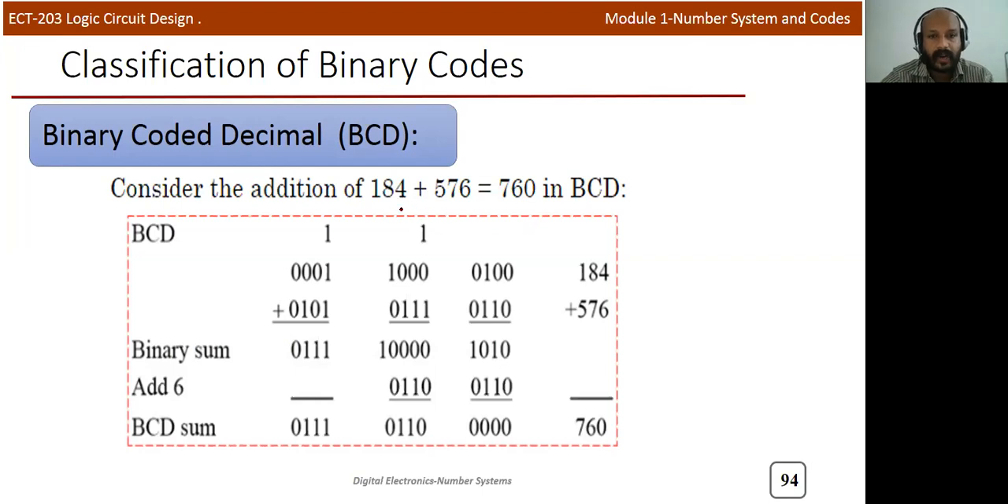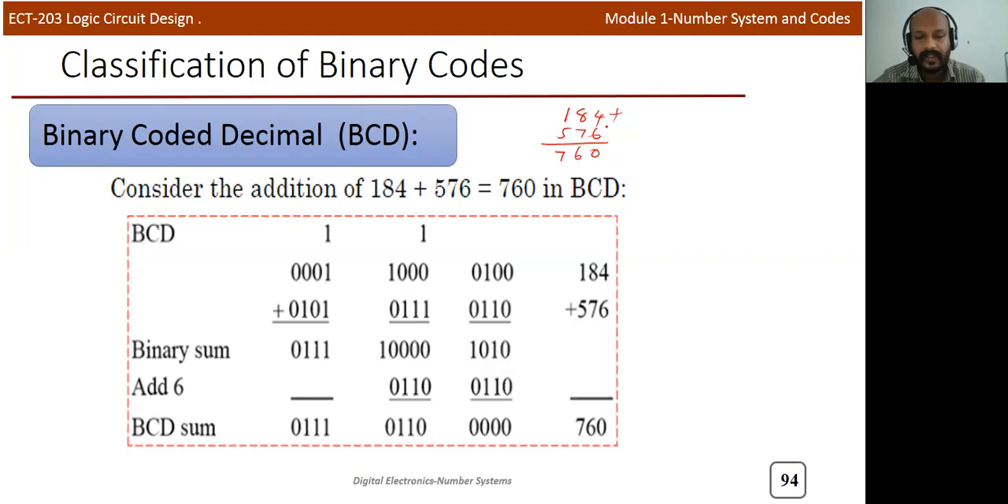So we need to add 184 and 576. This is a normal decimal addition. 6 plus 4, you need to get 0 here. 7 plus 8 is 15, plus the previous carry, 6. Then 5 plus 6, then the previous carry, 7. So if you add 184 plus 576, just like decimal addition, you need to get 760.